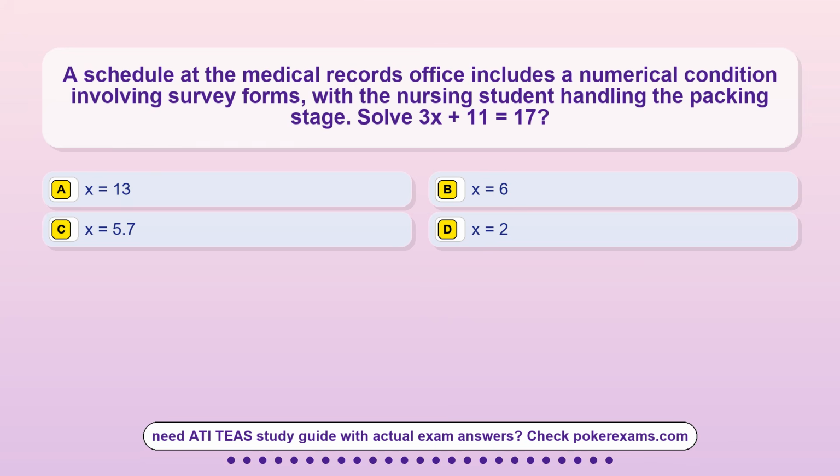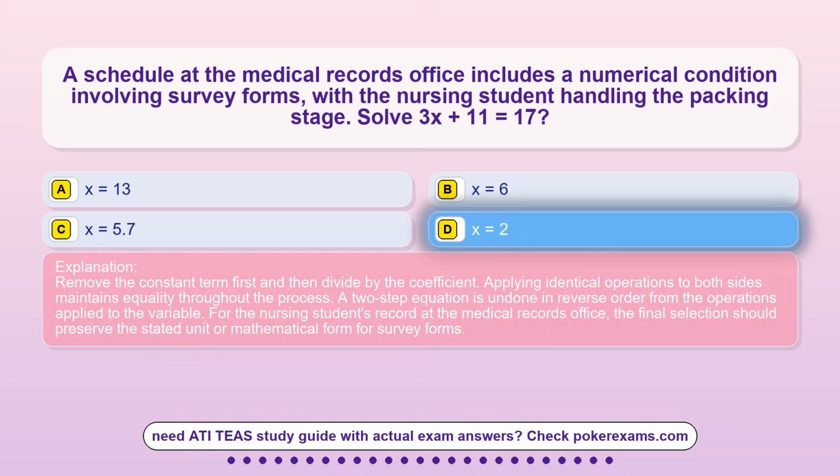Option A, x equals 13. Option B, x equals 6. Option C, x equals 5.7. Option D, x equals 2. The correct answer is option D, x equals 2. Remove the constant term first and then divide by the coefficient. Applying identical operations to both sides maintains equality throughout the process. A 2-step equation is undone in reverse order from the operations applied to the variable.